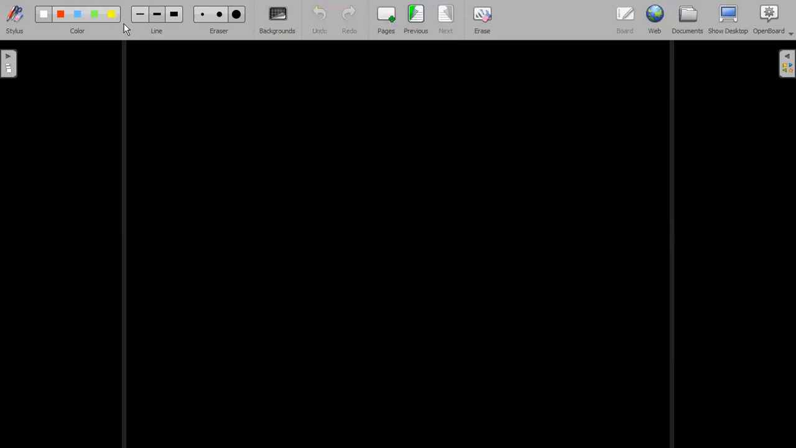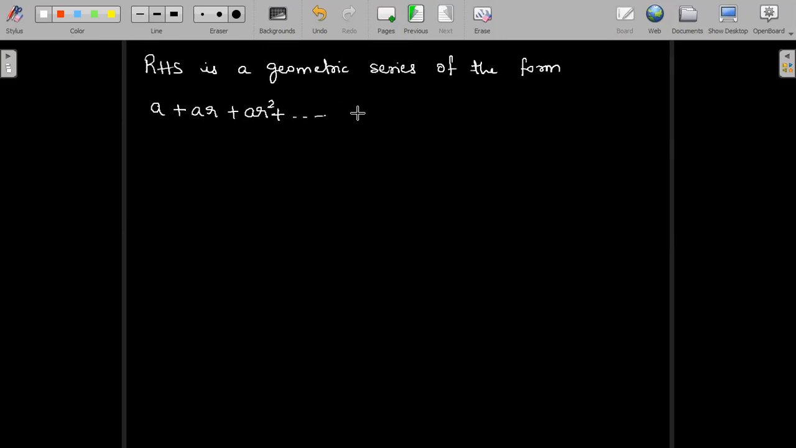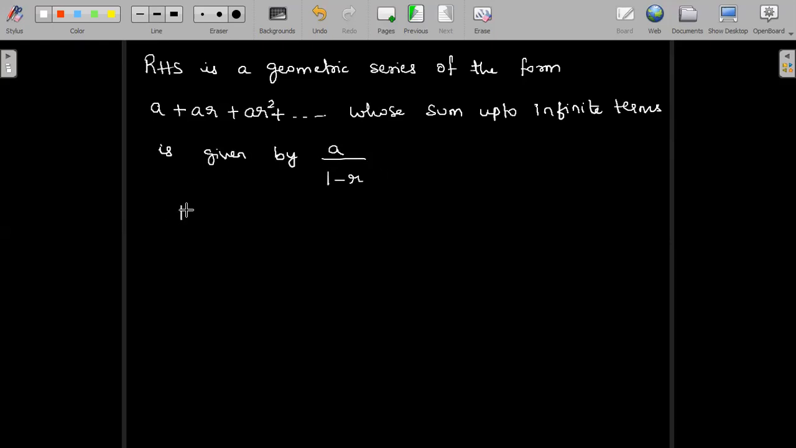So we have the RHS. RHS is a geometric series of the form A plus AR plus AR square, etc., whose sum up to infinite terms is given by A divided by 1 minus R. And here, on comparison, the A value is equal to 1 by 2 and the R value is equal to 1 by 2. So just observe the previous expression.